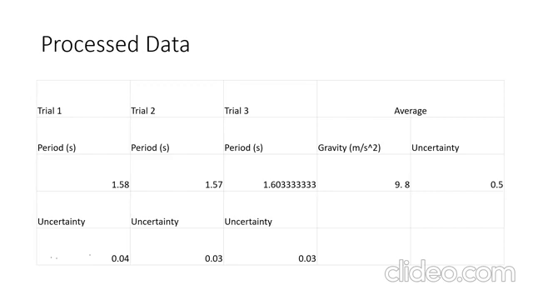Now, after processing all the data, we have the period from the 3 trials, and to find gravity, we took the average of all 3 periods and substituted into the formula gravity equals 4 pi squared times length divided by period squared. And the uncertainty for gravity was also calculated, as previously mentioned, to get gravity as 9.8 plus or minus 0.5 meters per second squared.